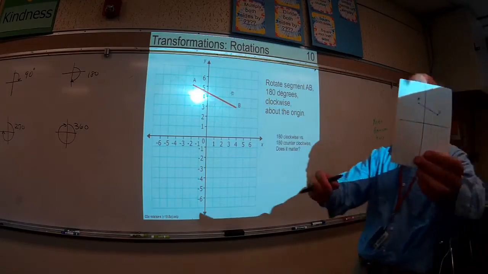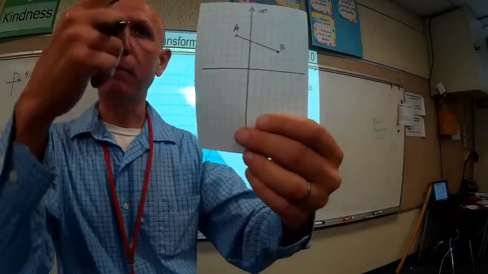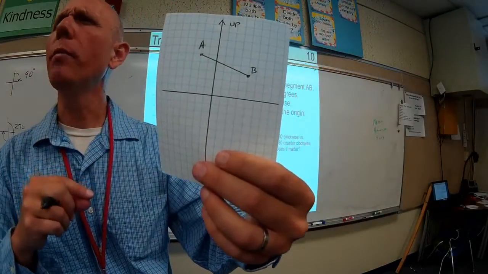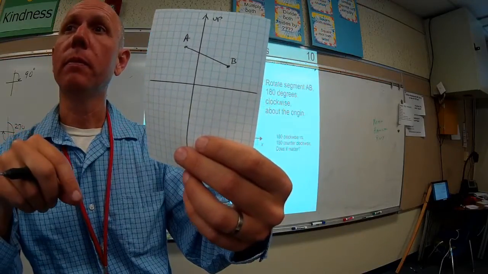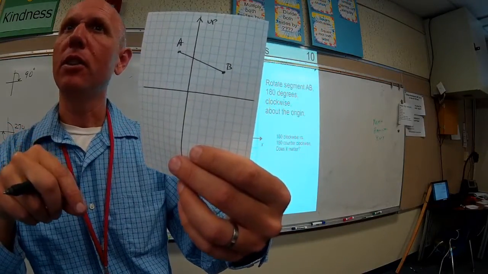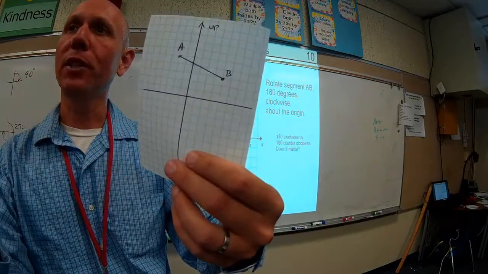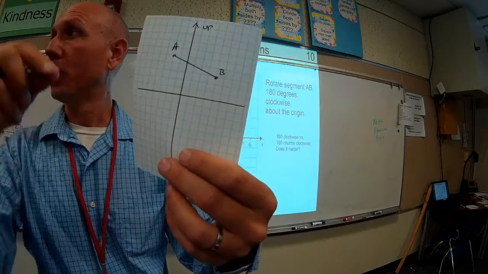Here we go. Here's my little piece of paper. I've got it placed facing up. How do you want me to rotate it? Does it matter if I go clockwise versus counterclockwise? Not really. Well, let's see what happens.